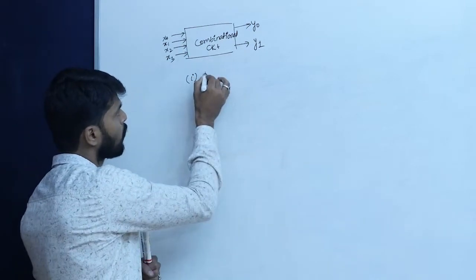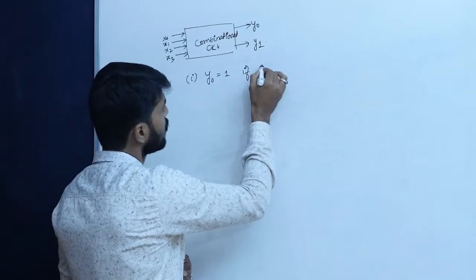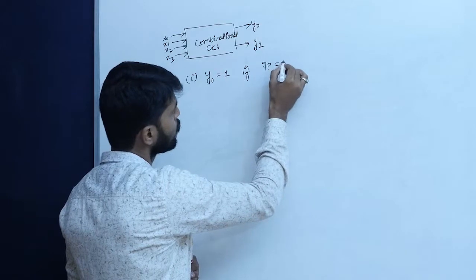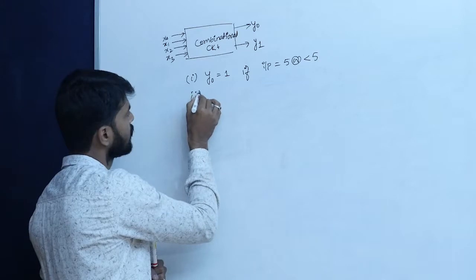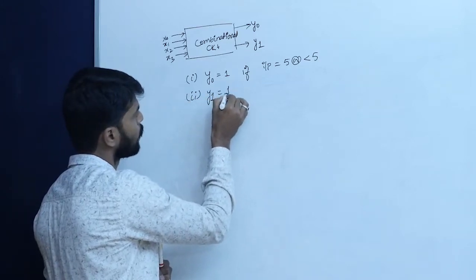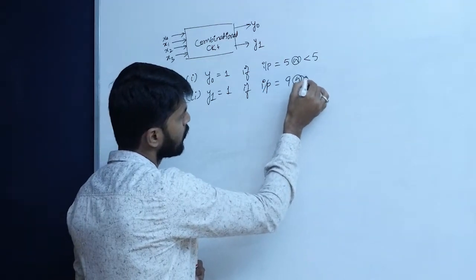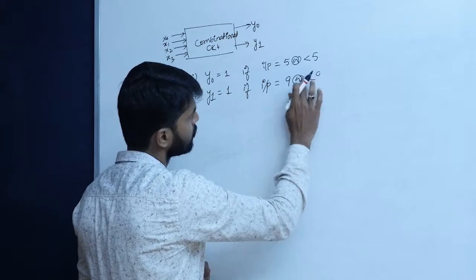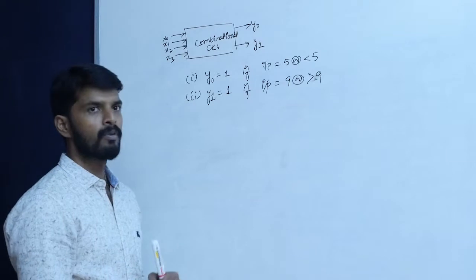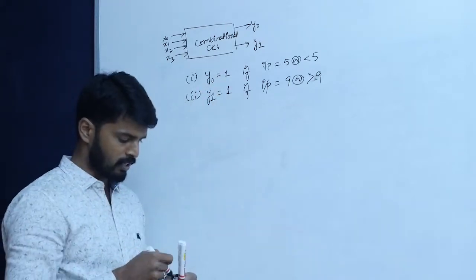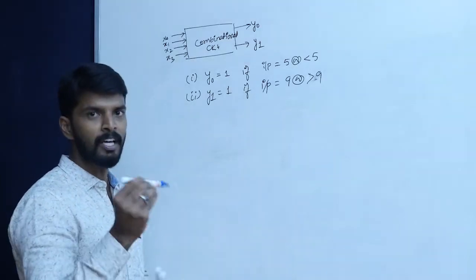This is the first one: I want my y0 to be 1 if and only if the input is equal to 5 or less than 5. The second constraint is I want the y1 output to be 1 if the input is equal to 9 or greater than 9. So now, with the help of these constraints, I will construct the truth table. This is my problem definition.